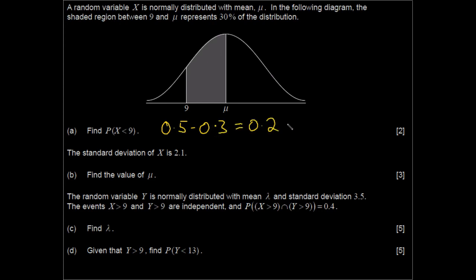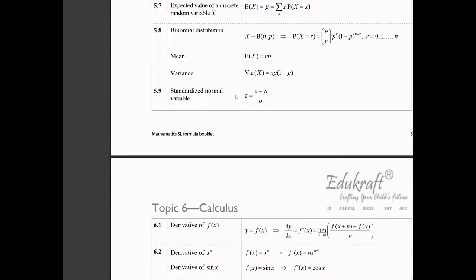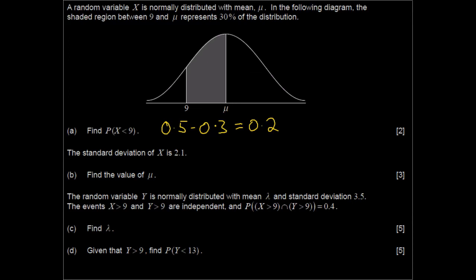Okay, next it tells us the standard deviation of x is 2.1, and it asks us to find the value of the mean. So what we're going to do here is use this equation to help us. It's a standardized normal variable, and it says z is equal to x minus mu over sigma. I'm just going to write that down on the other page. Z is equal to x minus mu over sigma. Okay, so that's the equation we're going to use here.